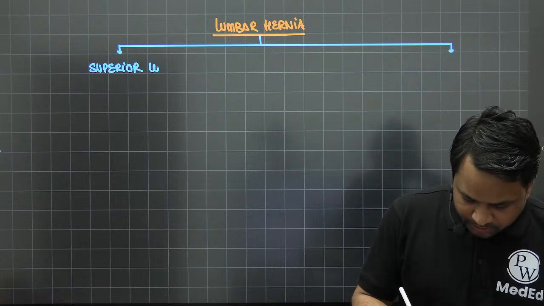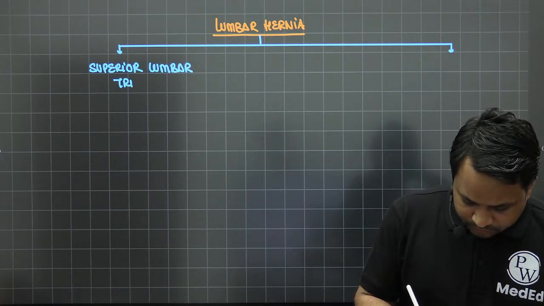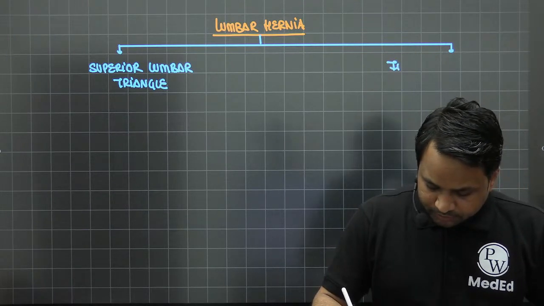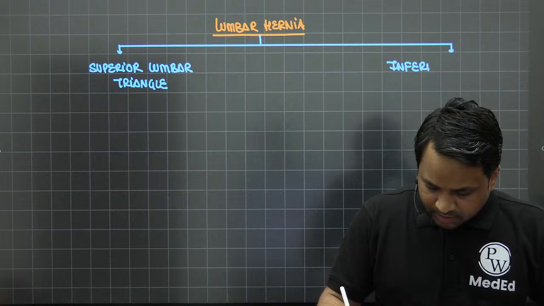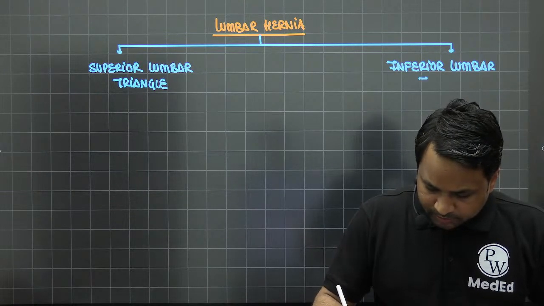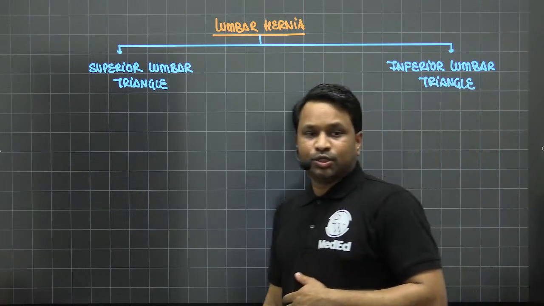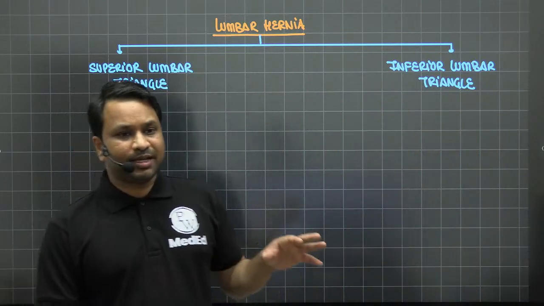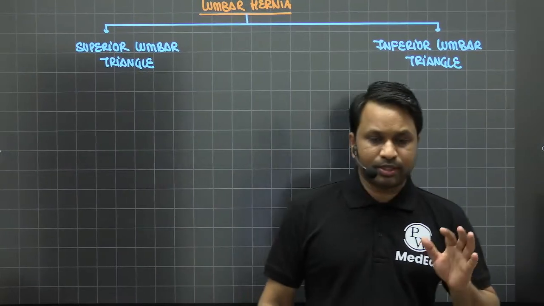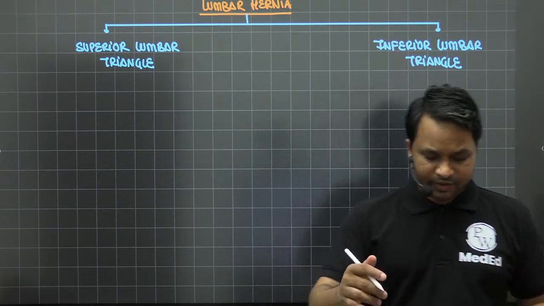Where do you get a superior lumbar triangle defect, and the inferior lumbar triangle? So there are two triangles from where the lumbar hernias can arise. One is your superior lumbar triangle, another one is your inferior lumbar triangle. We should know the boundaries of both the superior as well as the inferior lumbar triangle.